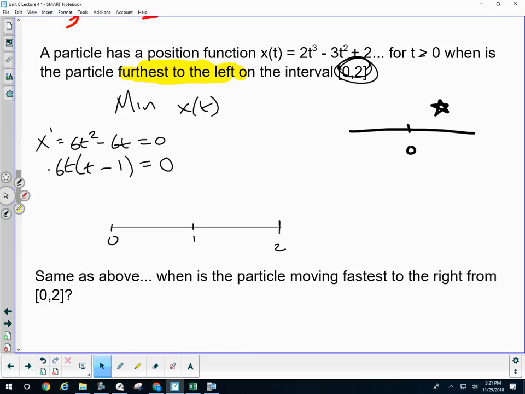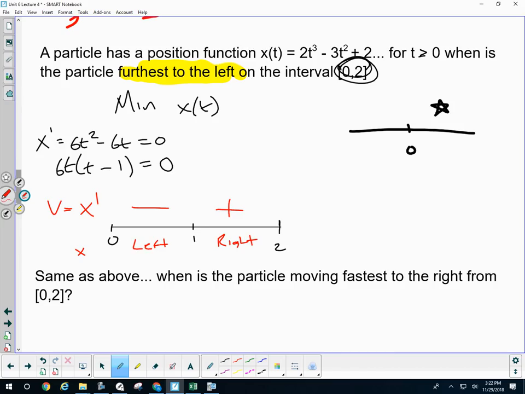Okay? Now let's see, if I plug in something like 1.5, this is a positive. If I plug in something like 0.5, this is a negative. This is x prime, its derivative. Is it velocity? Yes. So we can think about this in terms of velocity. Our velocity is negative, then positive. When velocity is negative, that means I'm moving to the left, and then I'm moving to the right.